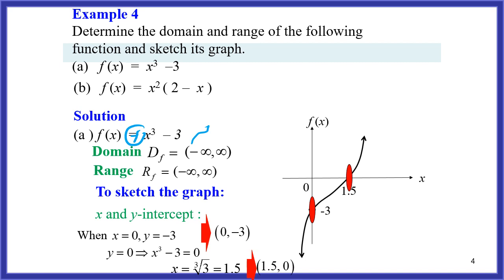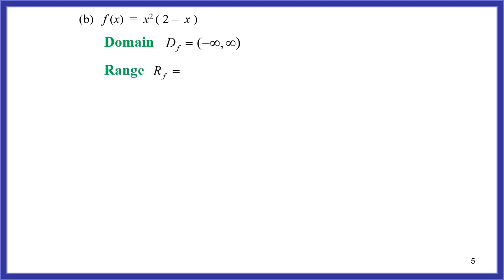Okay, so let's move on to the second example. For question number 2, we have f(x) equal to x squared multiplied by 2 minus x. So to find the domain, it is always from negative infinity to infinity. Also for the range, it's from negative infinity to infinity.